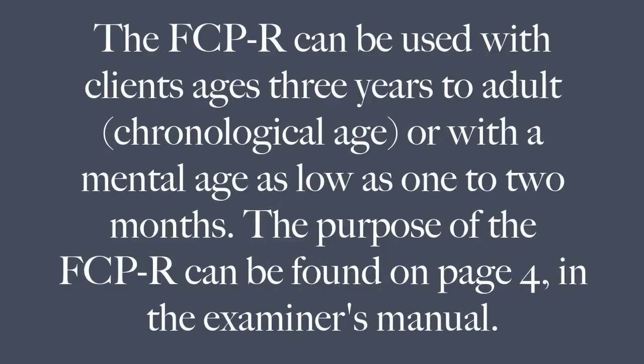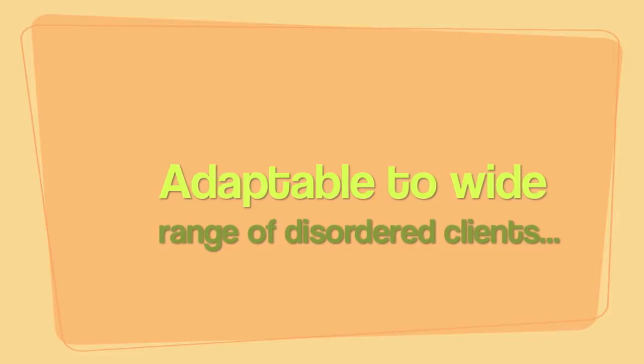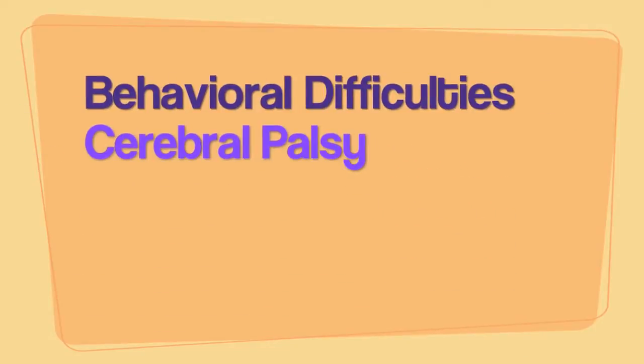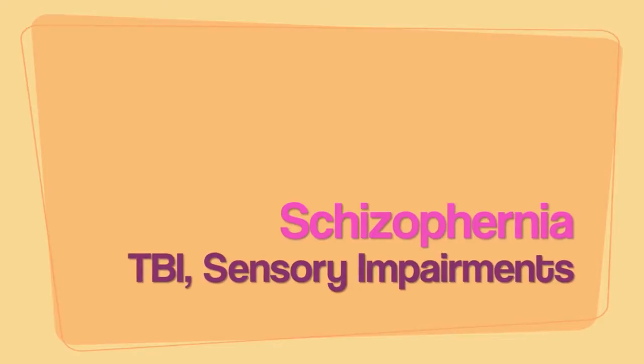The FCPR can be used with clients ages 3 years to adult, chronological age, or with a mental age as low as 1 to 2 months. The purpose of the FCPR can be found on page 4 in the examiner's manual. The FCPR is adaptable to a wide range of disordered clients, including but not limited to autism, aphasia, mental retardation, Fragile X, behavior difficulties, cerebral palsy, schizophrenia, TBIs, and sensory impairments.